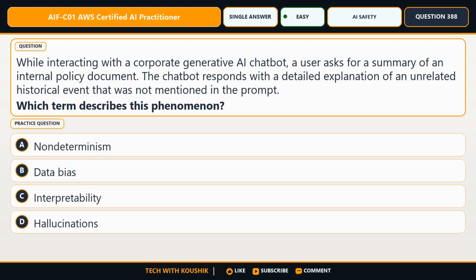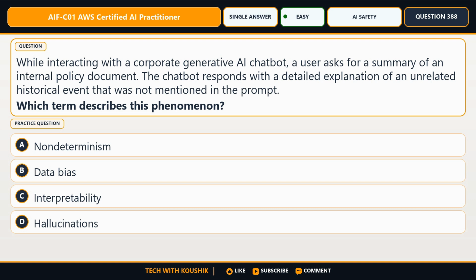Move to question number 388. Review the scenario. While interacting with a corporate generative AI chatbot, a user asks for a summary of an internal policy document. The chatbot responds with a detailed explanation of an unrelated historical event that was not mentioned in the prompt. Which term describes this phenomenon?